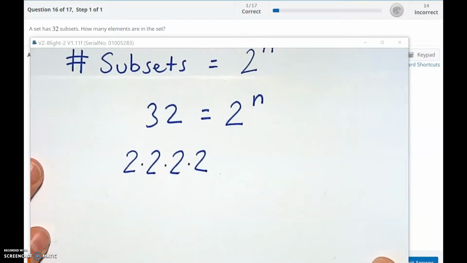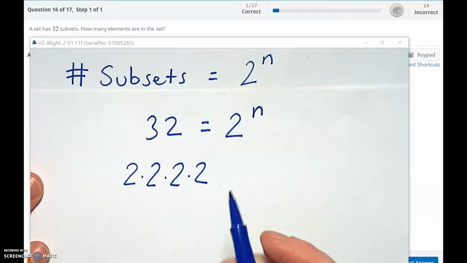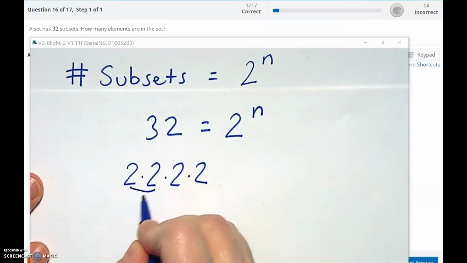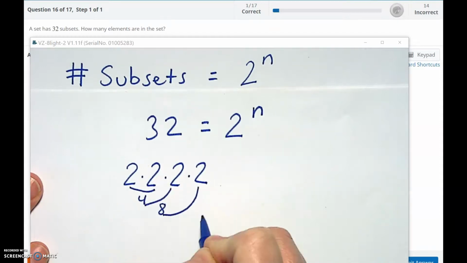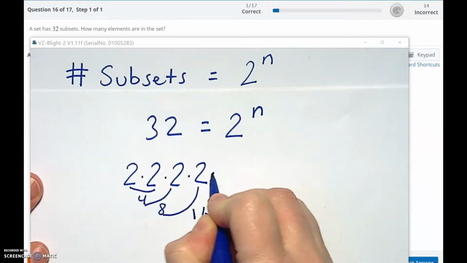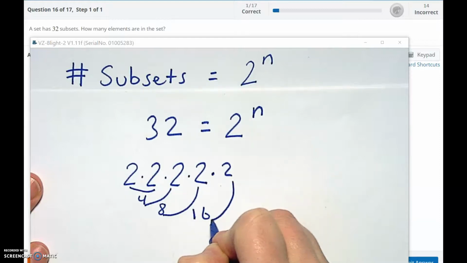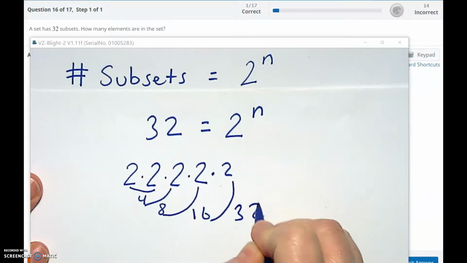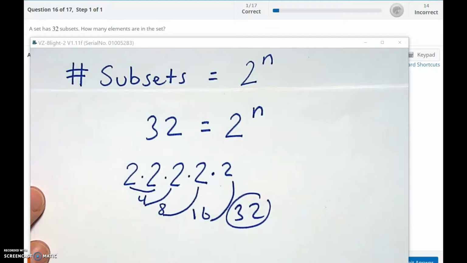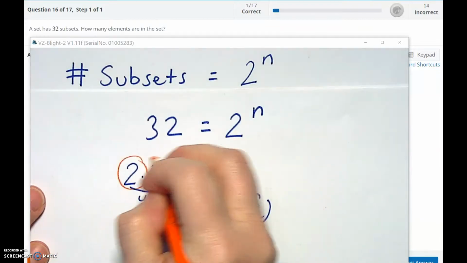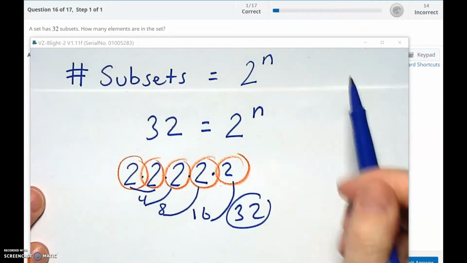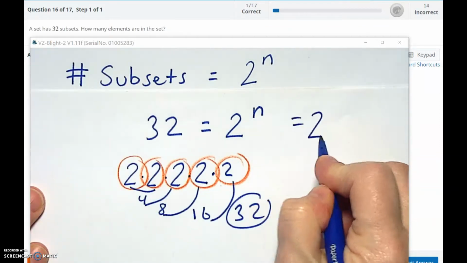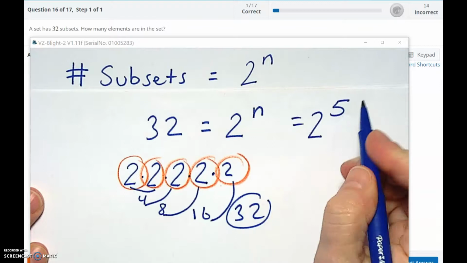And then we'll talk about other ways to do it as well. So 2 times 2 we know is 4. Times 2 we know is 8. Times 2 we know is 16. So let's do another one, times 2, and that gives us 32. And so now we need to count that we had 1, 2, 3, 4, 5 of those. So that equals 2 to the 5.